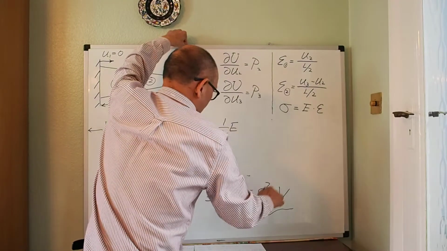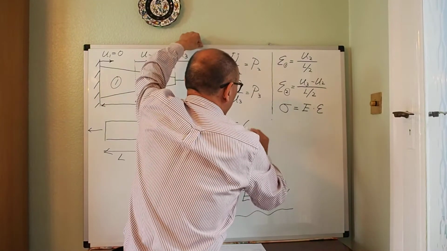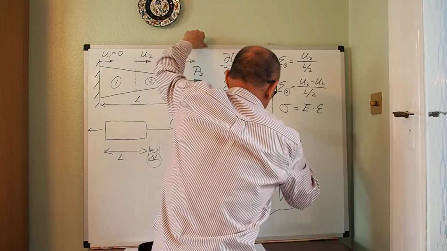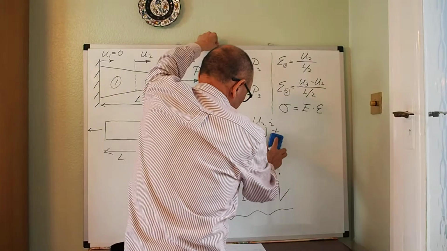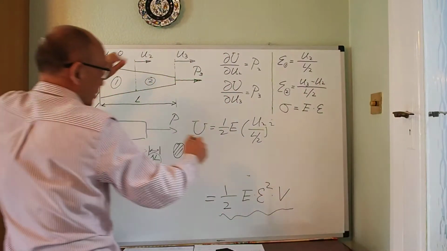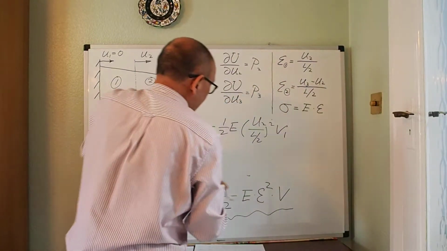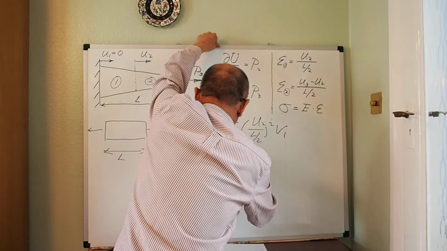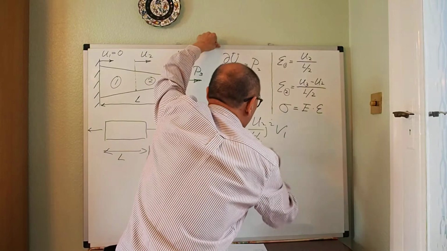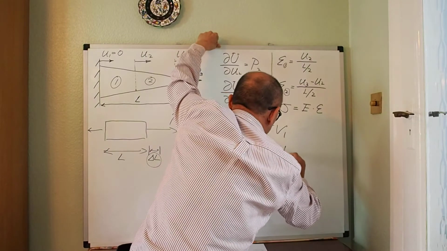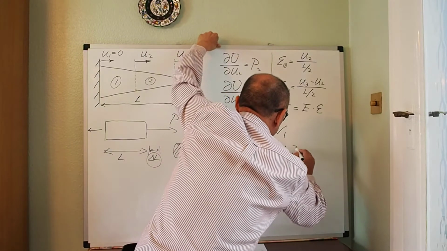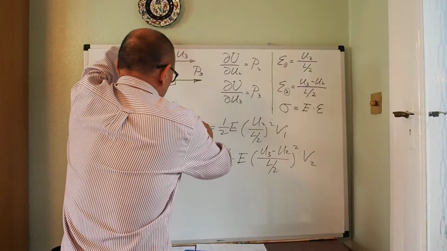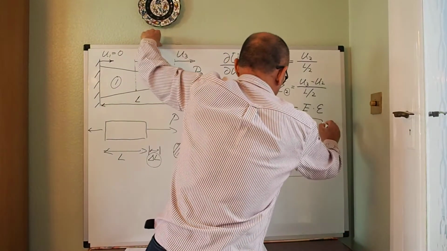1/2 E, and for part 1 it's going to be (U2/L/2) squared times the volume of this material, so that's V1. Plus 1/2 E ((U3 minus U2)/(L/2)) squared V2. Right? So this is the total strain energy of this bar.